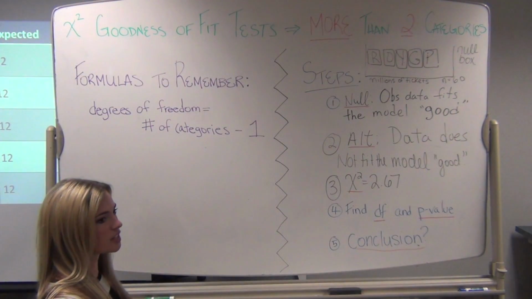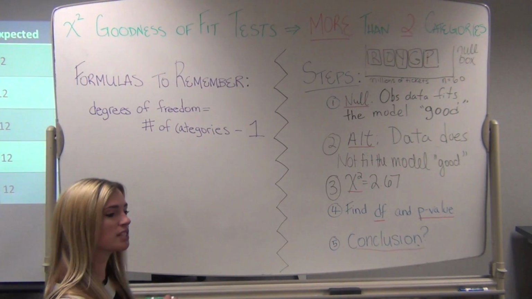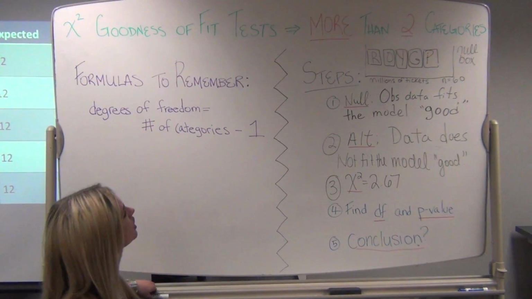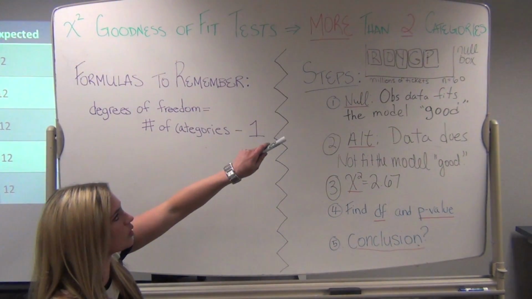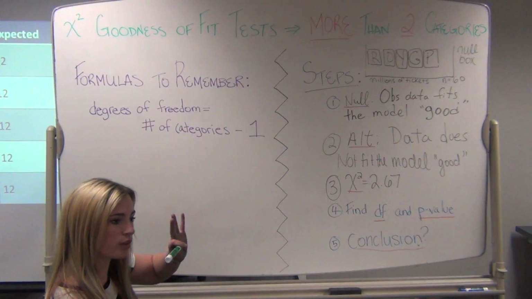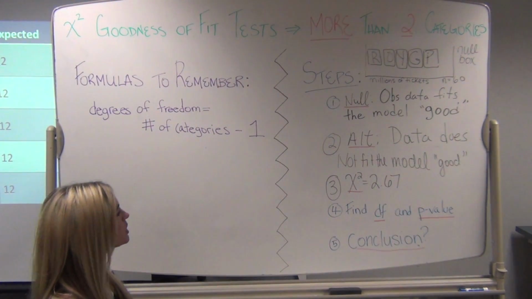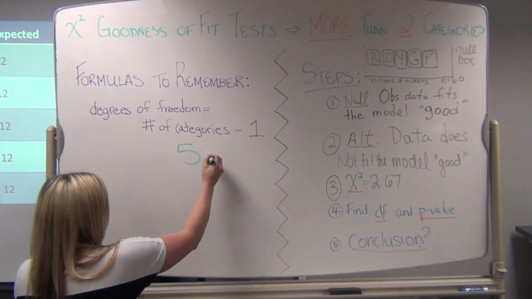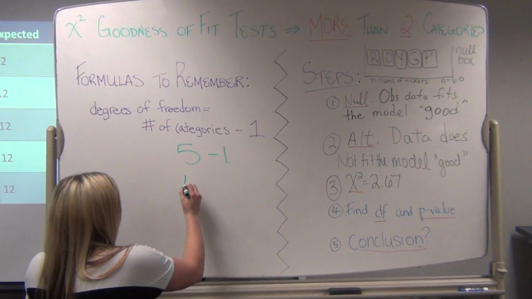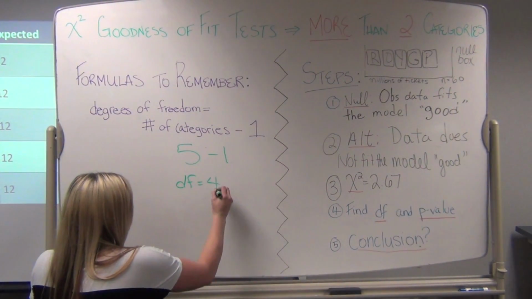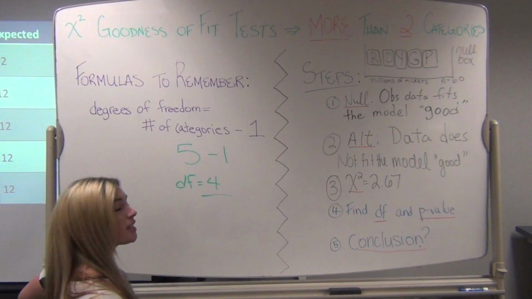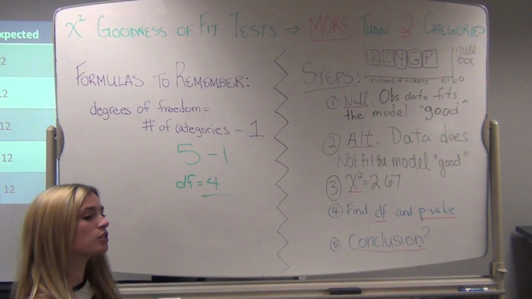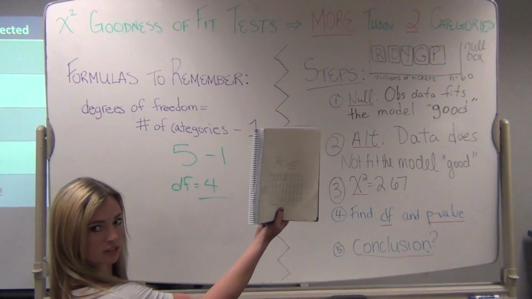60? No, not necessarily. That's how many Skittles we're getting in a bag. We want to know our categories. So our categories here are red, orange, yellow, green, and purple. So that's 5. We have 5 categories we're looking at. So we take that 5 for the number of categories, and we subtract 1. So our degrees of freedom equals 4. The next step is you take this degrees of freedom, and you go to our fabulous chart.